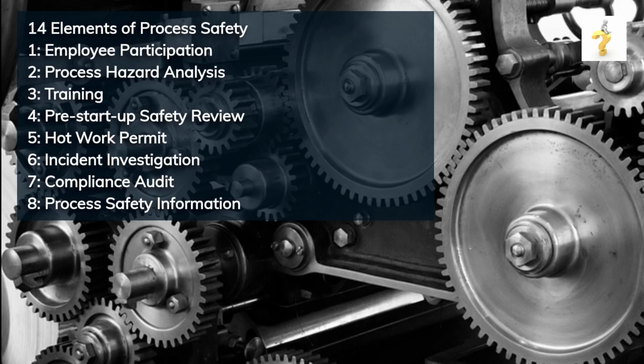Process safety information is the eighth element of PSM. It involves gathering and maintaining data about the equipment, materials, and procedures used in the processes. Having accurate and up-to-date process safety information ensures that potential hazards are properly identified, and necessary safety measures are implemented.